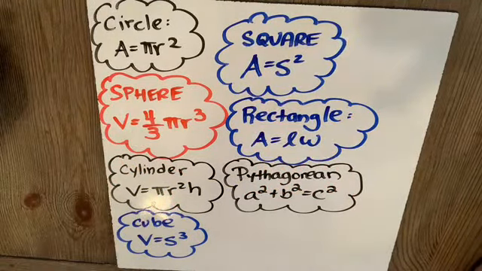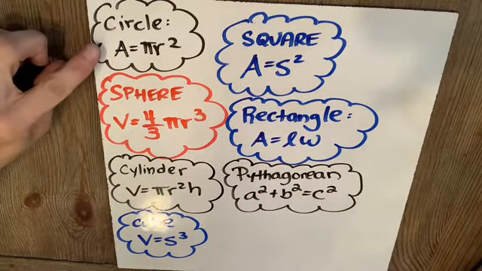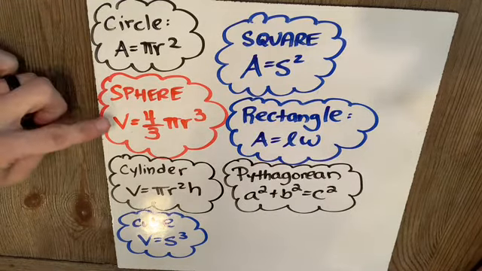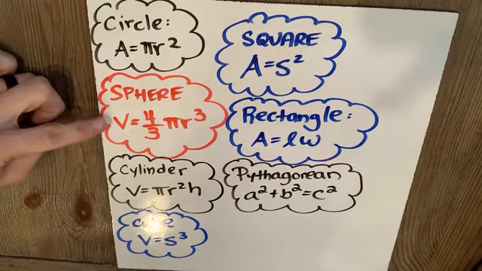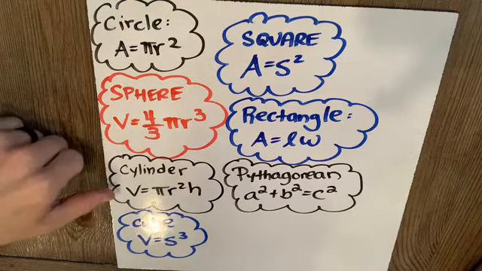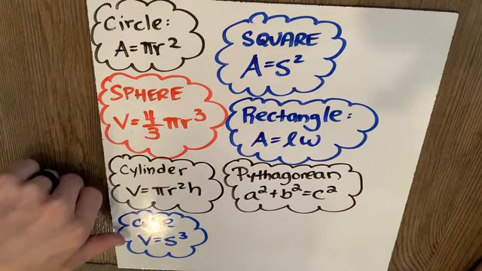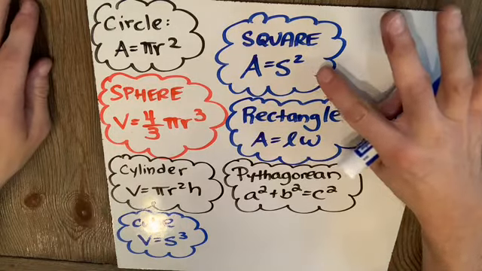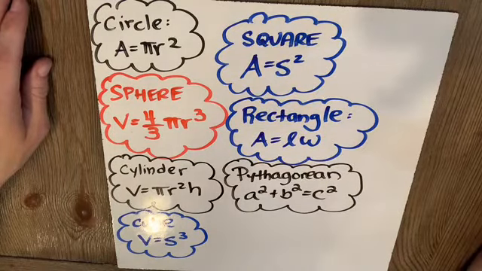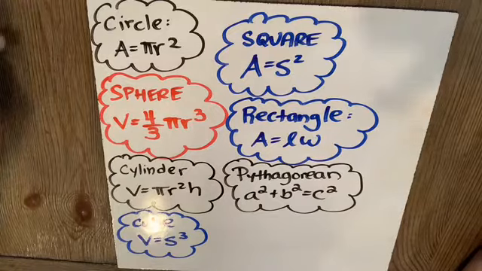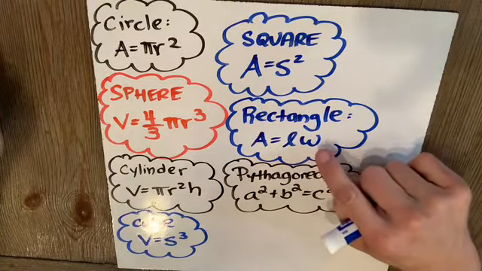Just a reminder of some of the formulas we used for related rates. Circle, area, pi r squared. Sphere, volume, equals 4/3 pi r cubed. Cylinder, volume, pi r squared h. Cube, volume, equals s cubed, where s is the side. Square, area, equals s squared. Rectangle, area equals length times width, or base times height, whatever you want to do.